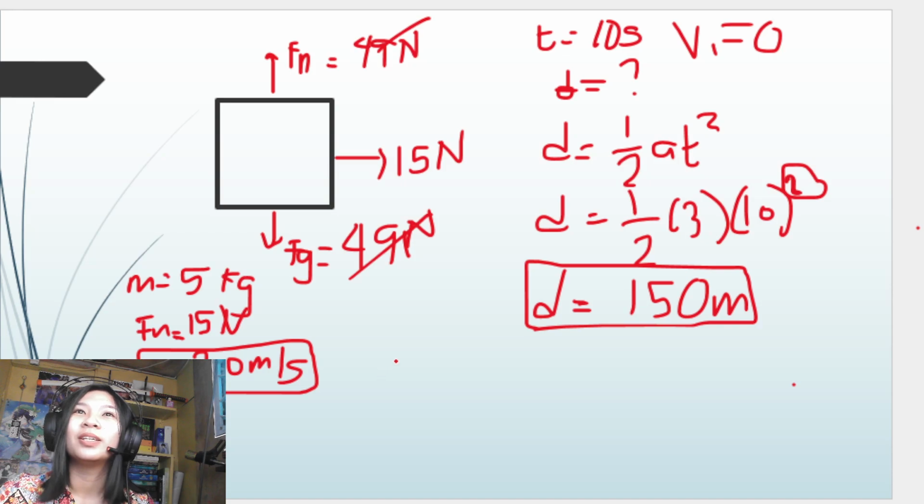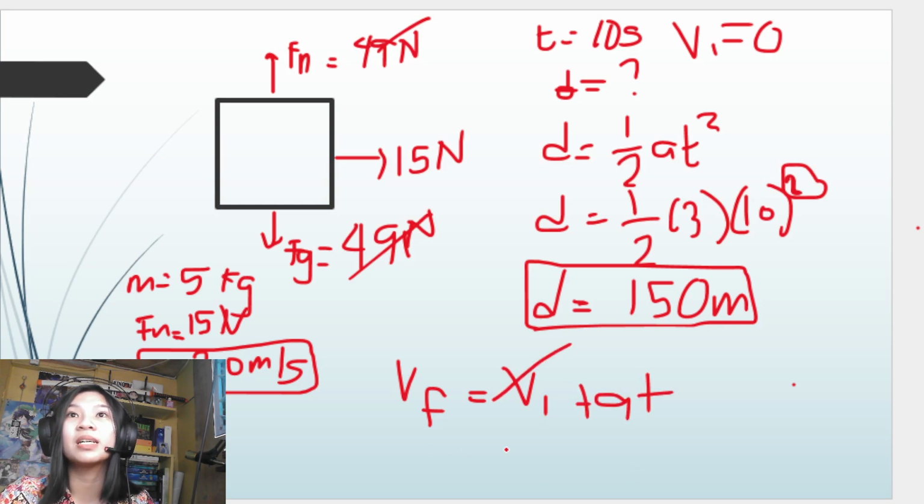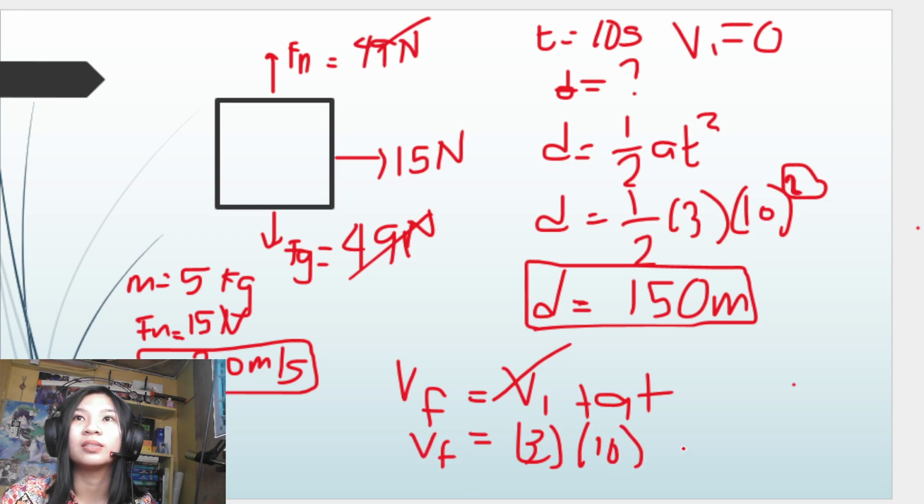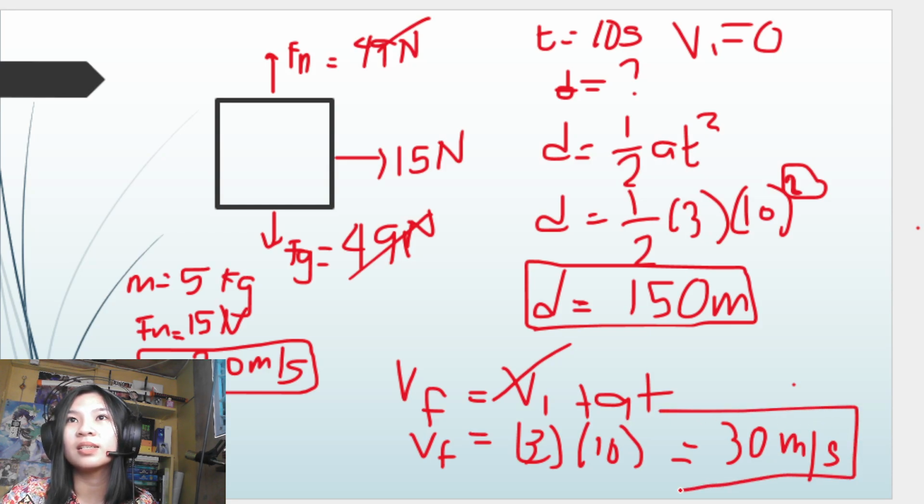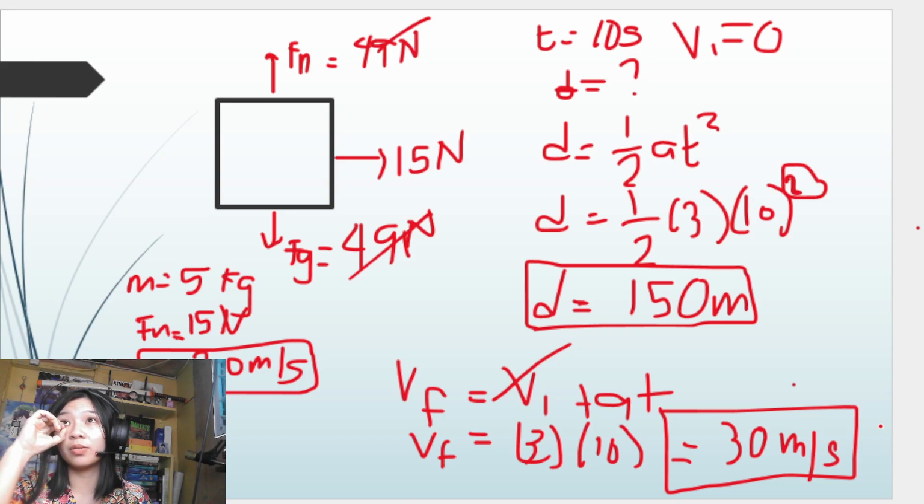Okay, so final velocity is initial velocity plus at. Since our initial velocity is 0, we are left with acceleration times time. Acceleration is 3 times time is 10. So your final velocity is 30 meters per second. And that is how you get it. I hope that is clear for you. If you have questions, you may also contact me.